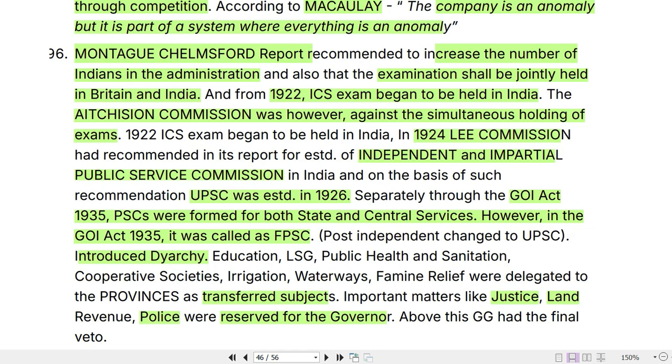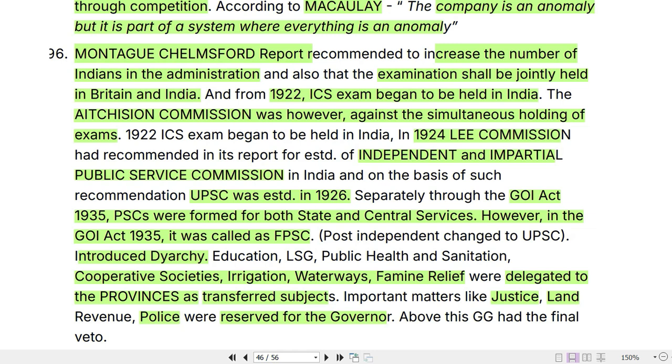तो ट्रांसफर्ड और रिजर्व सब्जेक्ट्स की मैंने बात बता दी. Irrigation, cooperative societies, waterways, famine relief were delegated to the provinces as transferred subjects. Important matters like justice, land revenue, police were reserved for the governor of the provinces. तो डायरकी इन द प्रोविंसेस कब आई? मॉन्टेग-चेल्मसफोर्ड रिफॉर्म्स के अंतर्गत आई.